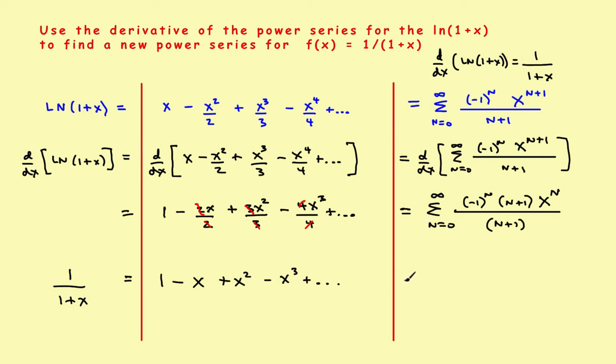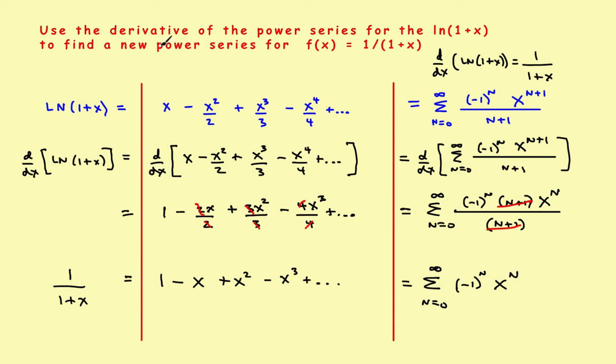Now over here, you'd get almost exactly the same thing, except cancel out what you can. You have an n plus 1 in the top and the bottom, so the n plus 1's would cancel out. So the final summation form would look like this. n equals 0 to infinity, you've got minus 1 raised to the n power, and then x to the n. And you're done. So it actually turns out to be a pretty easy process.